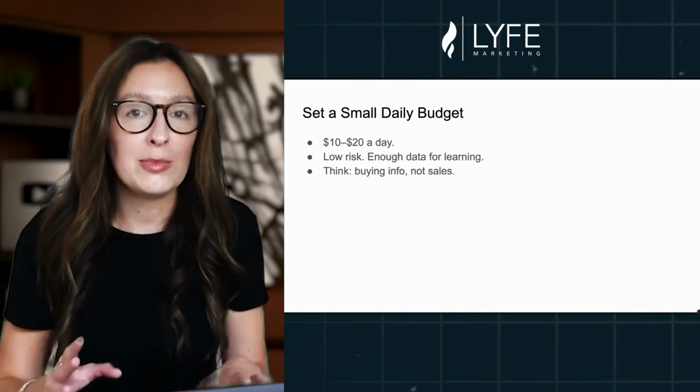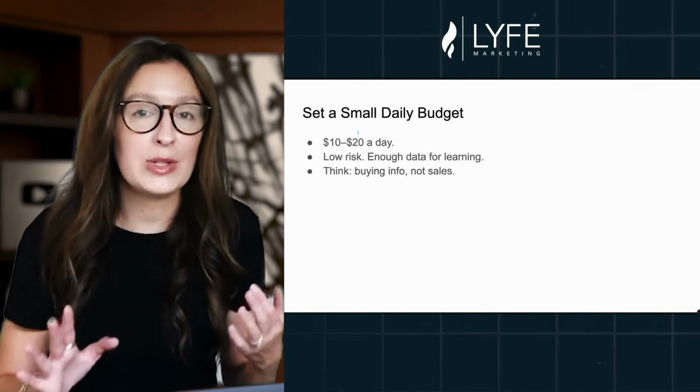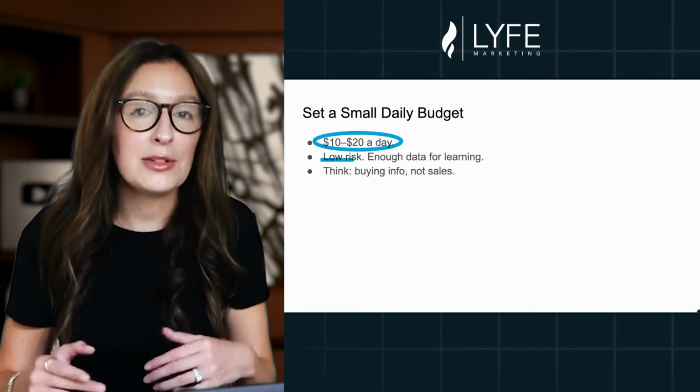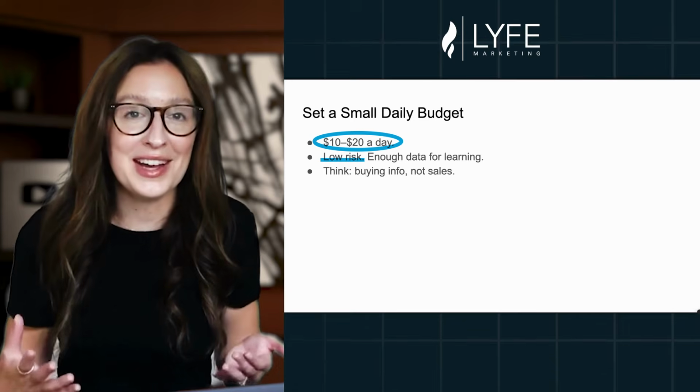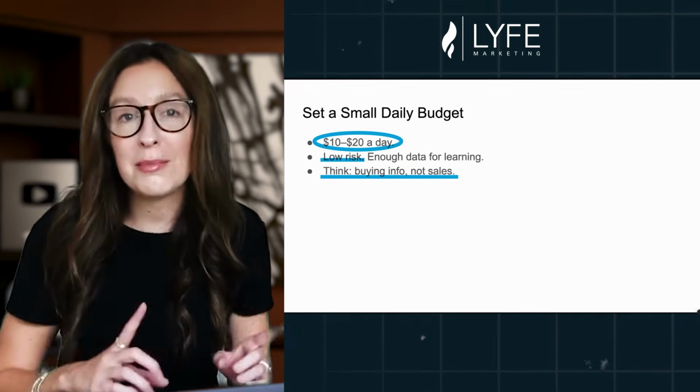Next, you're going to set a small daily budget. I recommend somewhere between $10 and $20 a day. This keeps your risk low, but still gives Facebook enough data to learn who responds best to your ads. Think of this as buying information, not buying sales.